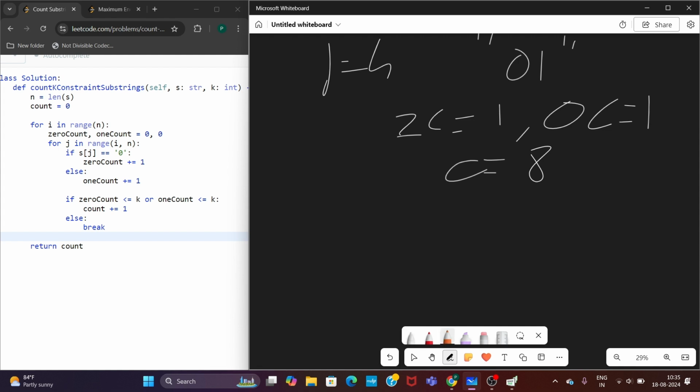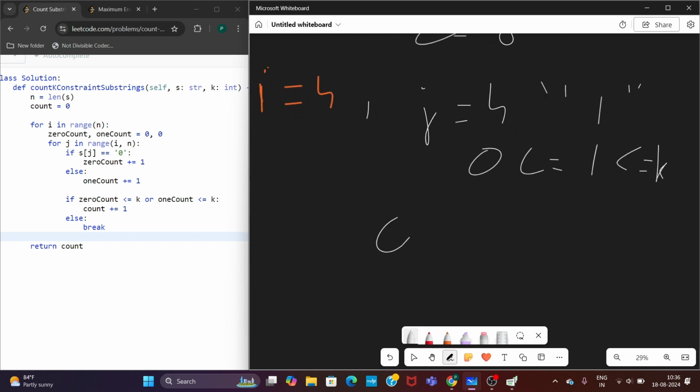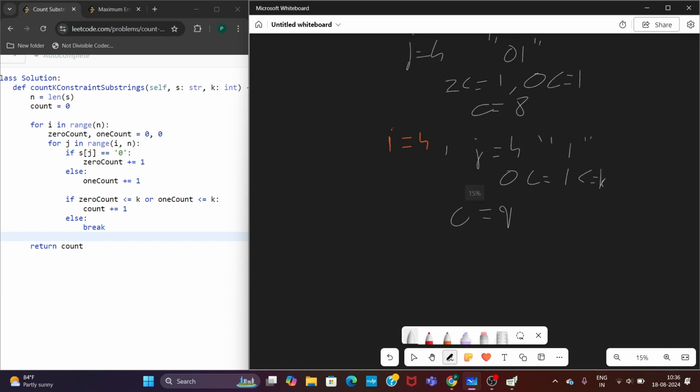Okay, so now last iteration, iteration number 5, which is i equals 4. So basically at i equals 4, my inner loop will be j equals 4, which is simply 1. Okay, so my 1 count will be 1, which is less than or equal to k. So my counter variable will be incremented by 1, which is now 9. So now at last we are done with all the iterations. So we will return c, which is 9. So 9 is our answer.